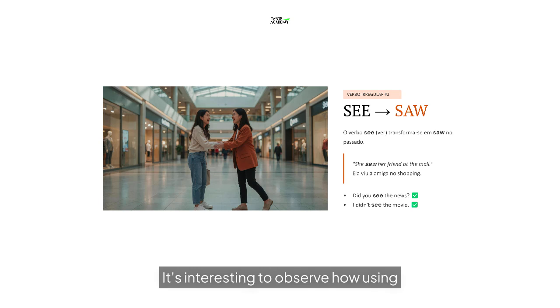It's interesting to observe how using saw can enhance your storytelling. Instead of just stating facts, you can create a narrative that draws people in. Imagine telling a friend, "I saw a beautiful painting at the gallery." This not only shares what you experienced, but also paints a picture for your listener.